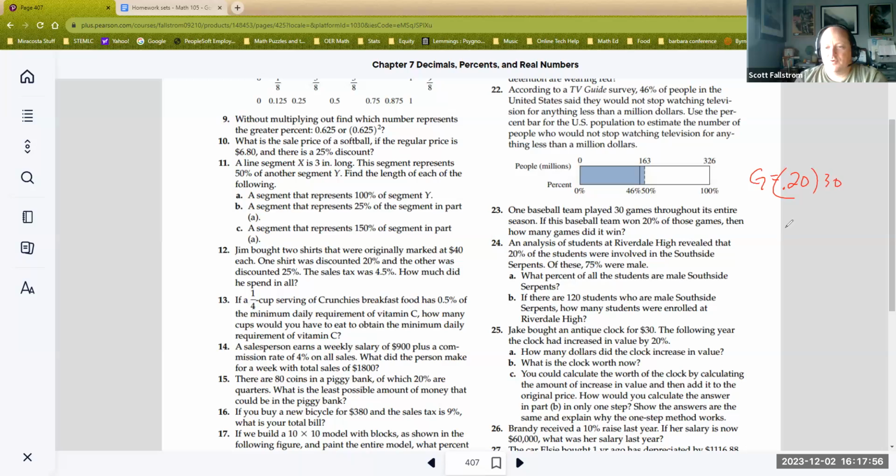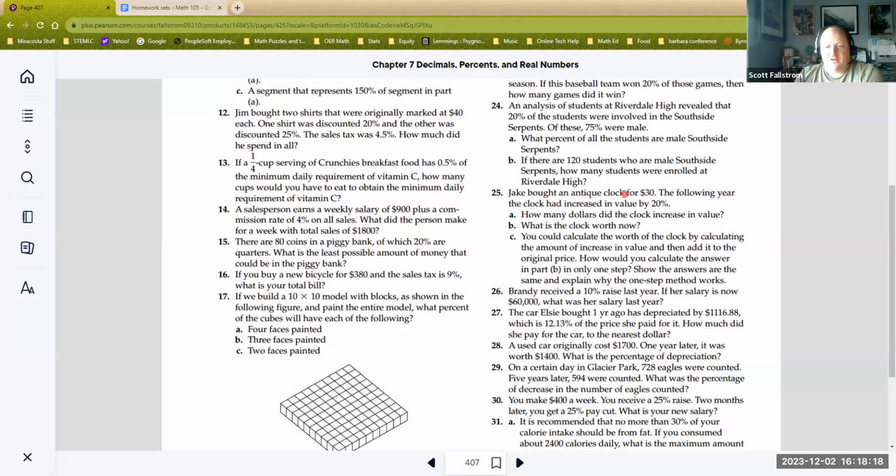The other approach would be they won 20%. 20 is out of 100 because it's a percentage. They played 30 games. The question is, how many did they win? And then again, to solve this one, you can multiply both sides by 30 and get there. Does not matter. You could even use a percent bar if you wanted to.